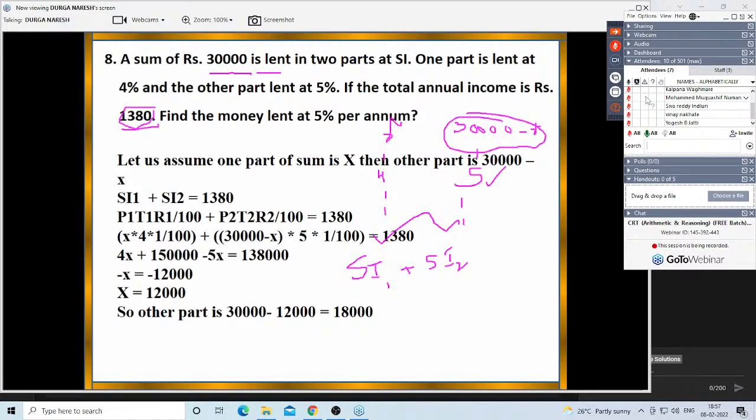If they mention that both parts are equal, then you have to take 15,000 each. Otherwise, we don't know. So that is the reason 30,000 is divided into two parts: one is x and the other one is 30,000 minus x.